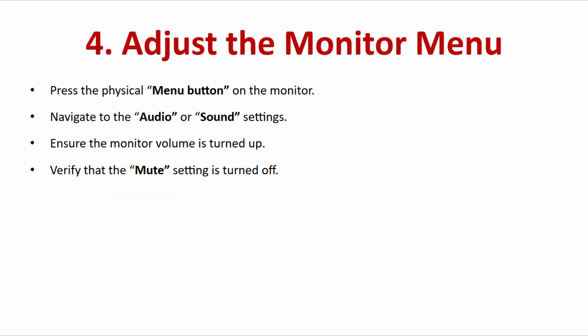Fourth, adjust the monitor menu. Press the physical menu button on the monitor and navigate to the audio or sound settings. Next, ensure the monitor volume is turned up and verify that the mute setting is turned off.